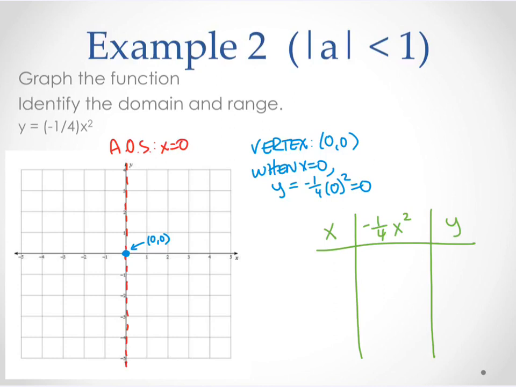Last thing we want to do is create a table of values centered around our vertex. I'm going to make a 3-column one so you can see the work, or my thought process, when I'm plugging these numbers in.